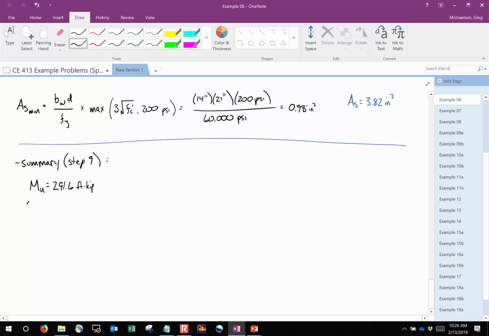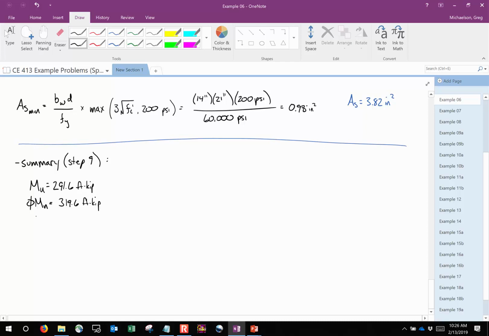foot kips. What is phi Mn? 319.6 foot kips. Okay. Now I'm going to look at the efficiency here in a second, but before I move on, is this a safe design? Yes, the phi Mn, the capacity, is greater than the factored loads.